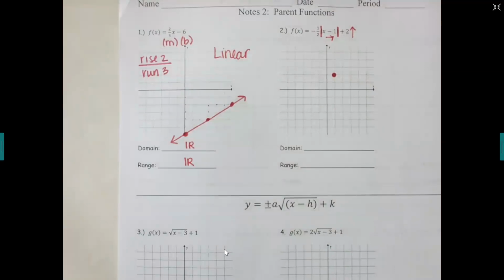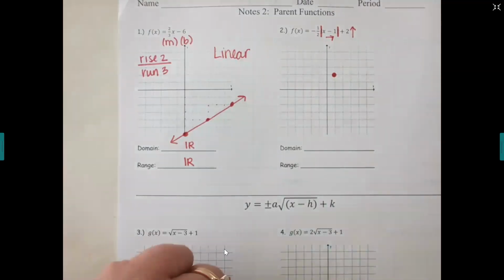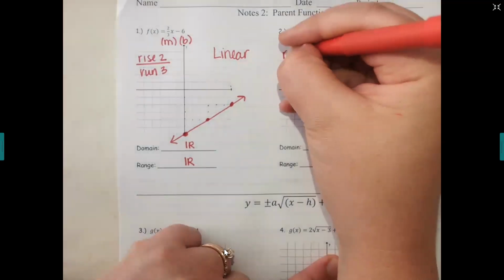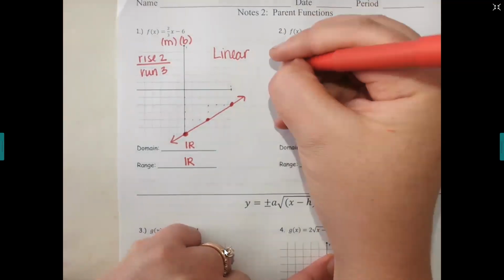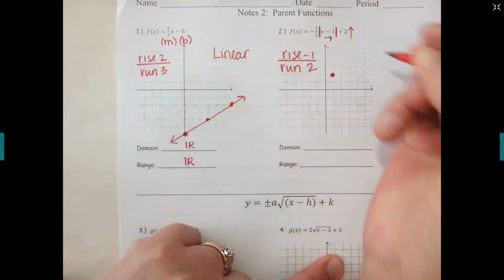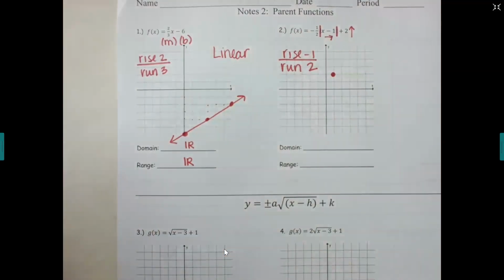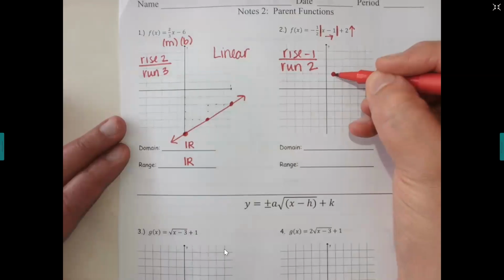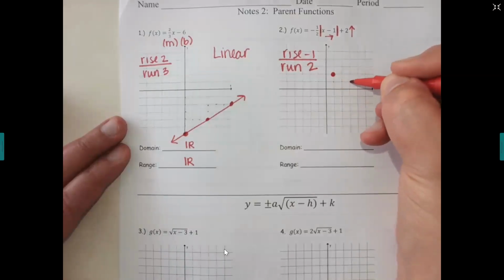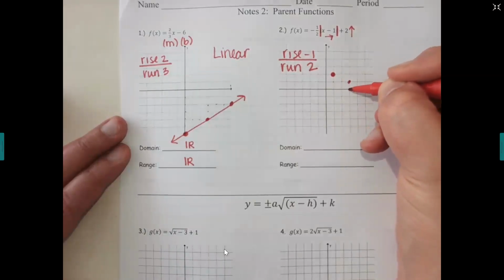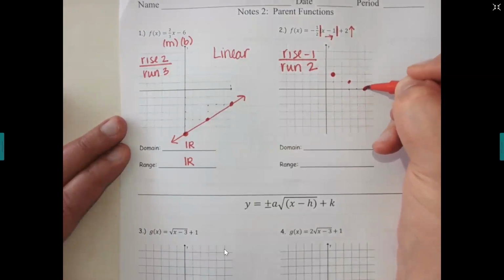Okay. Then from there, this number in the very front adjusts the slope. So it's a -1/2. That means that I'm going to rise -1 and then I'm going to run 2. So starting at your dot, remember we're making a V. You're going to go down 1 over 2. Down 1 over 2.